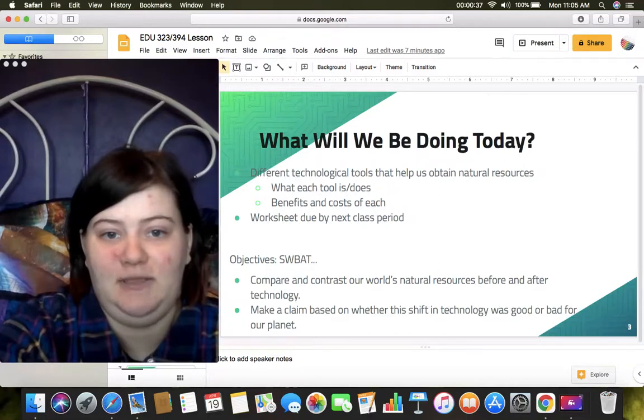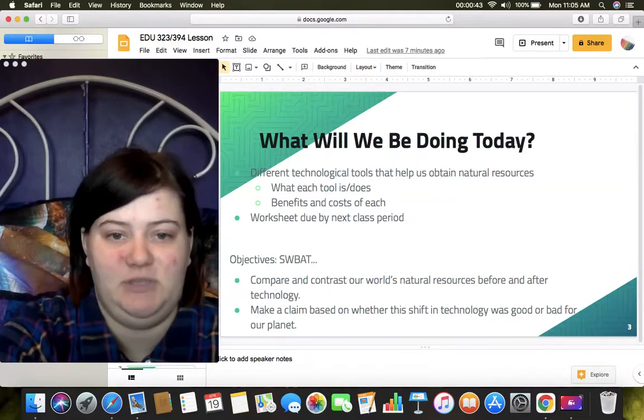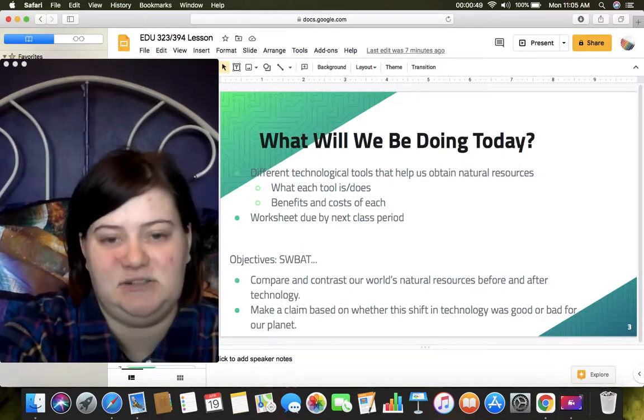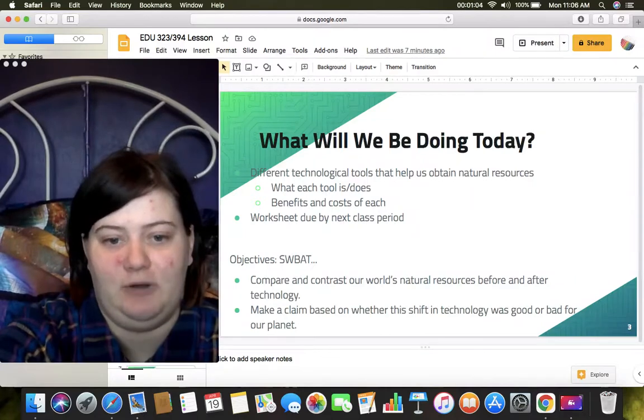So today we will be talking about how different technological tools help us obtain natural resources. Specifically, we'll be going over what each tool I've selected does and the benefits and costs of each. And then by next class period, we'll have a worksheet due. So by the end of this lesson, you should be able to compare and contrast our world's natural resources before and after technology, and you should be able to make a claim based on whether this shift in technology was good or bad for our planet.